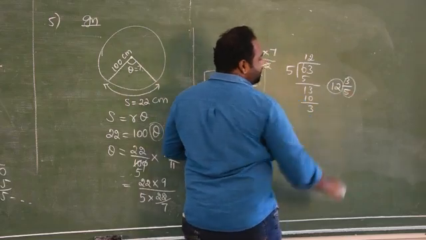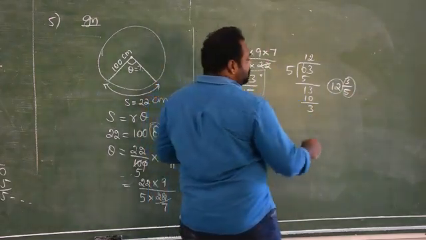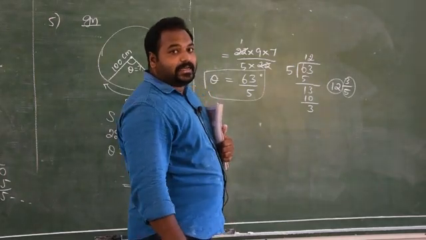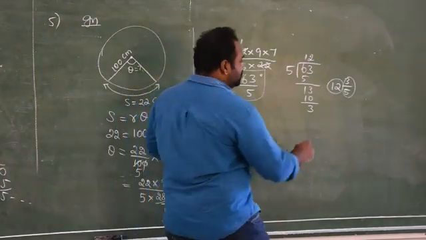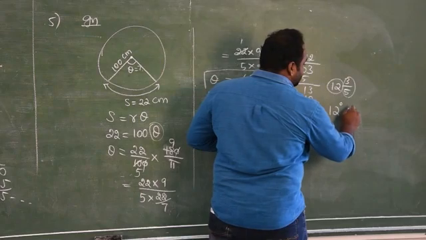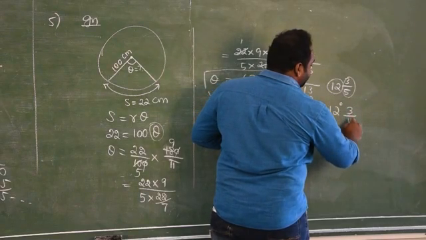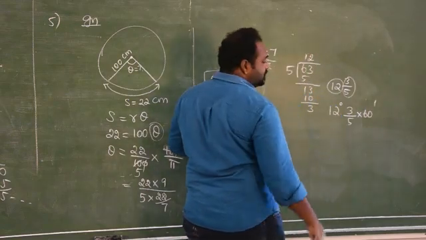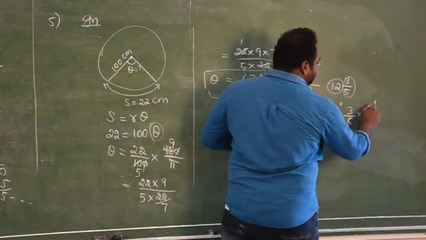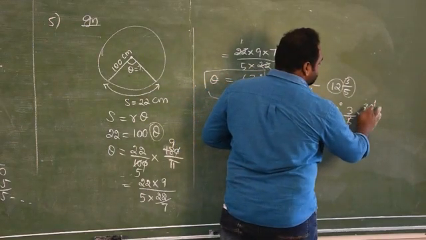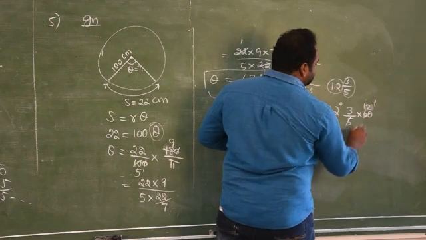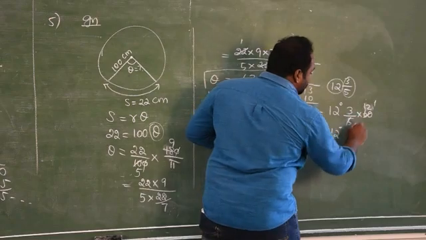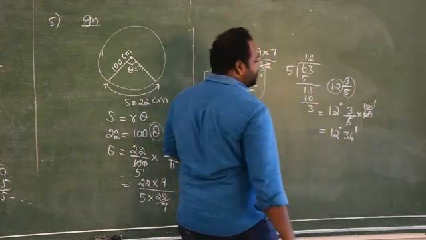Here again we have a fraction, so we have to multiply with 60 to get minutes. So 12 degree, and 3 by 5 into 60 is the minutes. If I cancel this, 12 times, so it is 12 degrees 36 minutes.